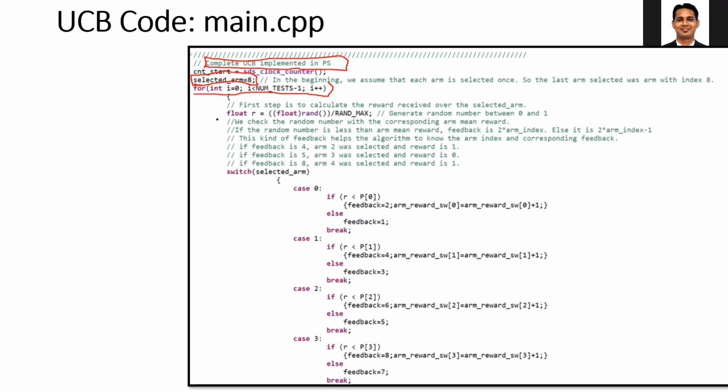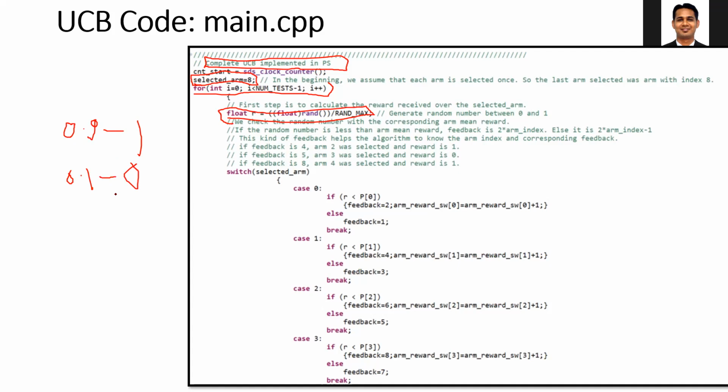Then you need to find out what reward you get, whether 1 or 0. So what we do is generate a random number between 0 and 1. Suppose you have an arm with probability 0.9. When you select this arm, it will generate reward 1 with probability 0.9, and it will generate reward 0 with probability 0.1.